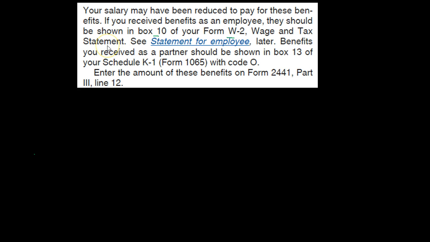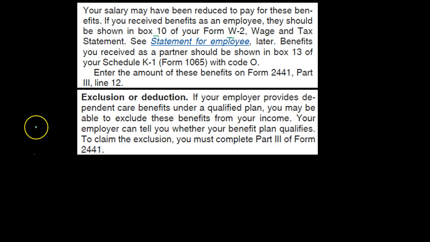Form W-2, Wage and Tax Statement. See statement for employee later. Benefits you received as a partner should be shown in box 13 of Schedule K-1. So if you're talking about a K-1 for a partnership, then it should be in box 13 of the K-1. It's kind of like the income type reporting document for a partnership. Enter the amount of these benefits on Form 2441, Part 3, line 12.